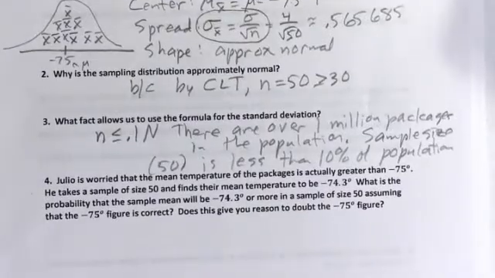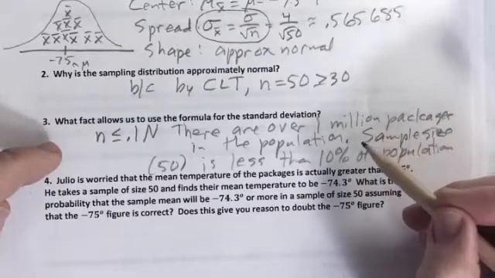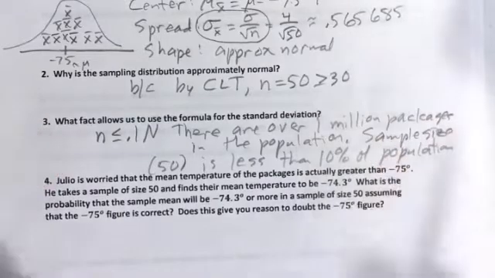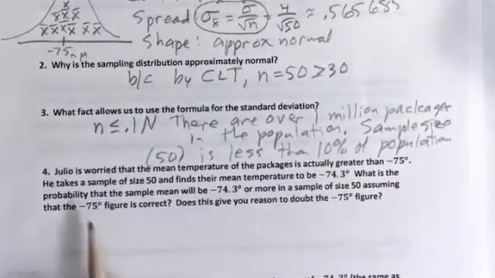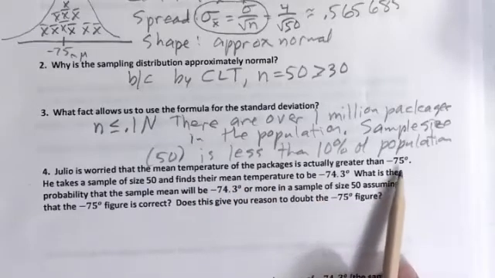In general, that's what we do. So there you go. Those are two facts: when do we have normality, and when can we use the formula for the standard deviation? Those are two important facts to know. All right, then it says Julio is worried that the mean temperature of the packages is actually greater than negative 75 degrees.